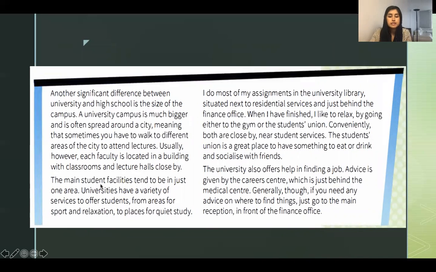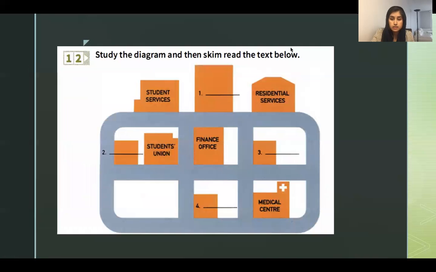The main student facilities tend to be in just one area. Universities have a variety of services to offer students, from areas for sport and relaxation to places for quiet study. I do most of my assignments in the university library situated next to residential services. Okay, the university library is situated next to the residential services. So here, it is the university library.